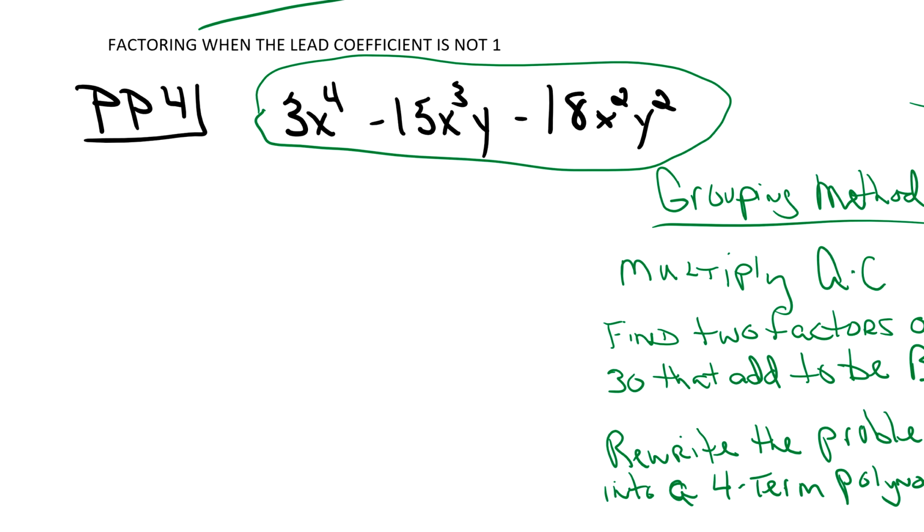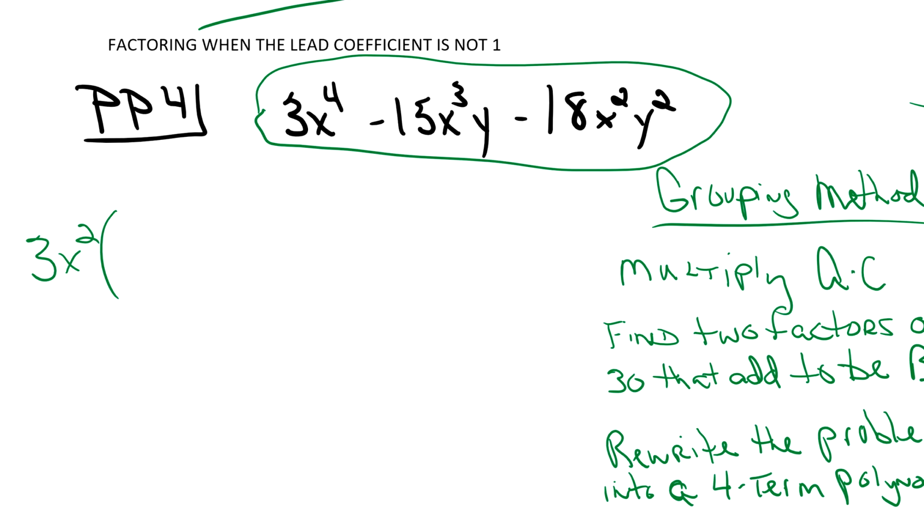So here I can take out a 3 and check out the x's. I got an x to the 4th, x to the 3rd, and x squared. So that means I can take out the x squared. All right, the y, I can't take out the y. I don't have a y for the first term here, so I've got to leave it. All right, I'm going to put back what's left over now.